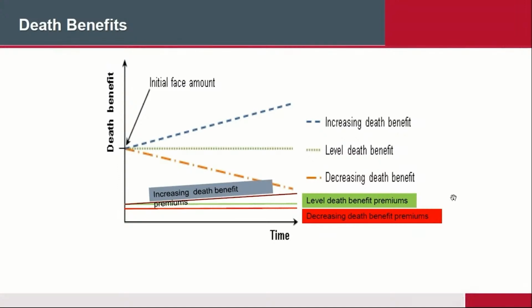Okay. So what we're saying is that you've essentially got three options: an increasing death benefit, level death benefit, which is the most common, and of course decreasing death benefit. Those are essentially the three different options that are available, whether it be term insurance, whole life, or universal life, whatever.